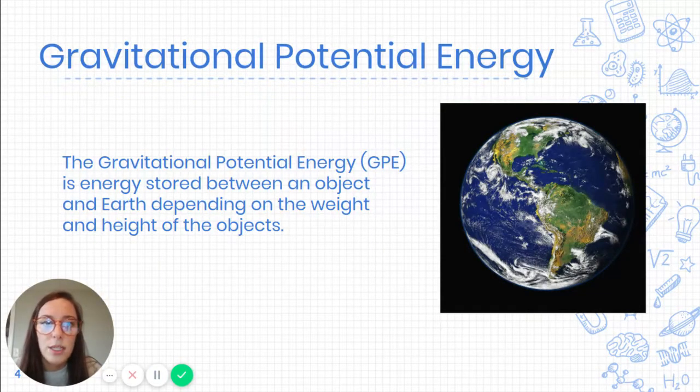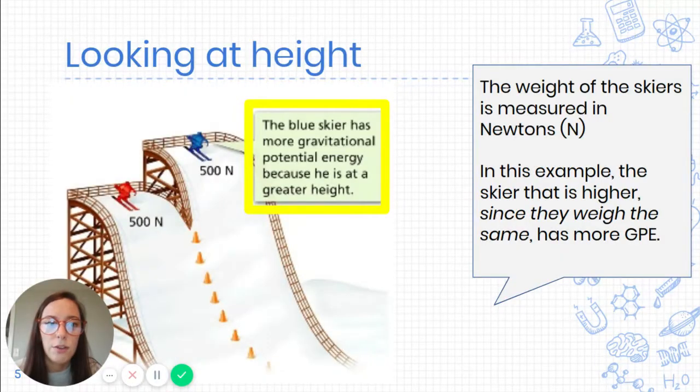So gravitational potential energy is energy stored between an object and Earth depending on the weight and height of the objects. So here's the first example. So this is when we're looking at height.